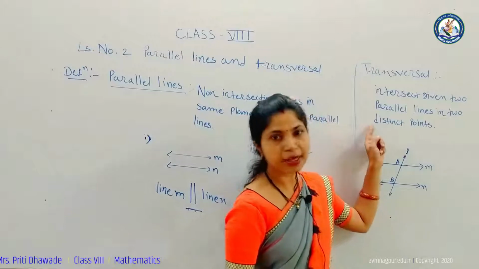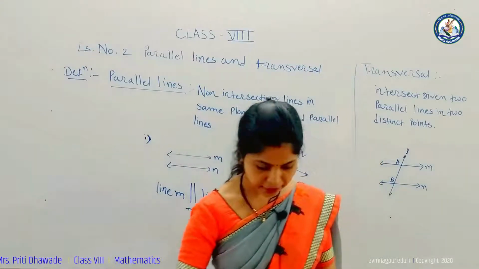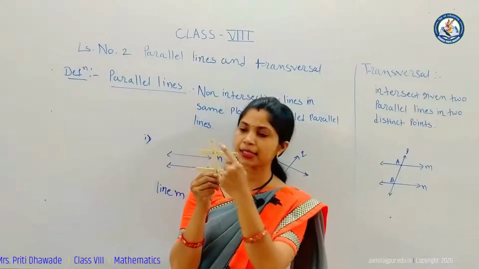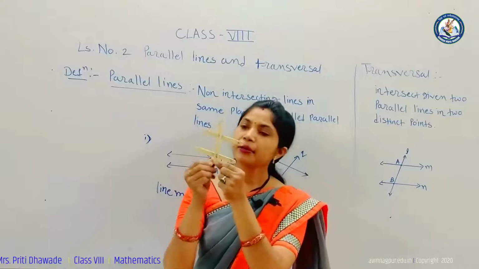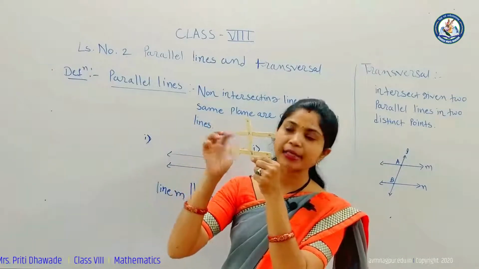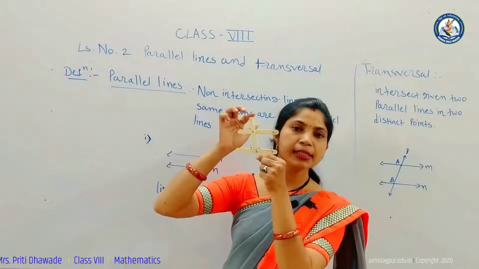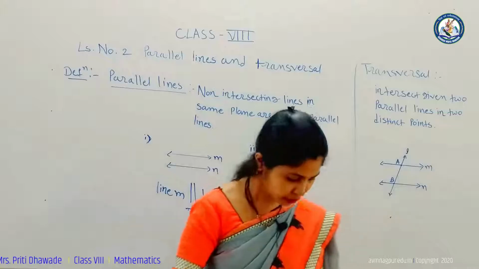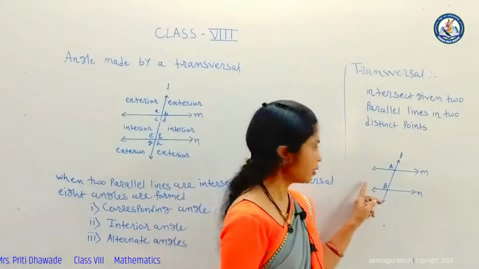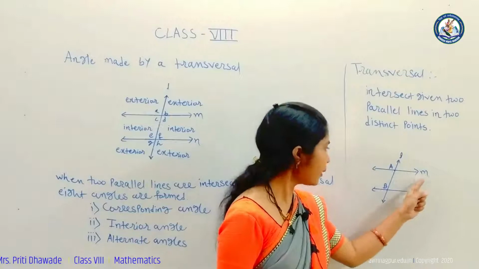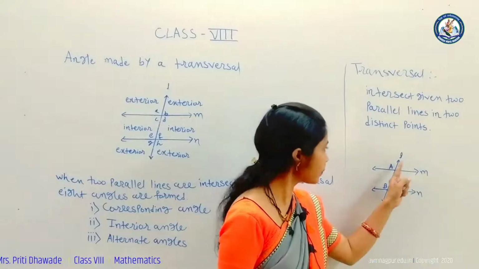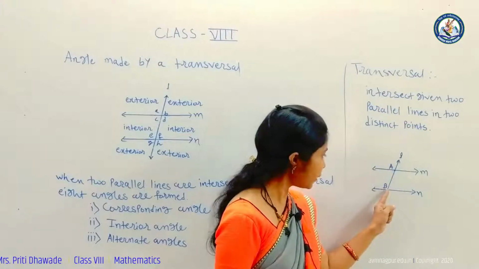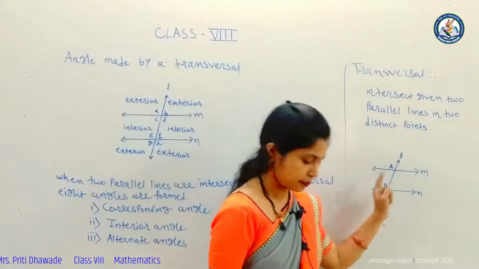The next definition is the transversal. What is the meaning of transversal? Suppose these are the two parallel lines and this is the third line. When this line intersects these two lines in two distinct points, then this third line is called a transversal of those two lines. So in this figure, there are two parallel lines, M and N, and these two lines are intersected by this third line L in two distinct points, that is point A and point B. So this third line is the transversal.